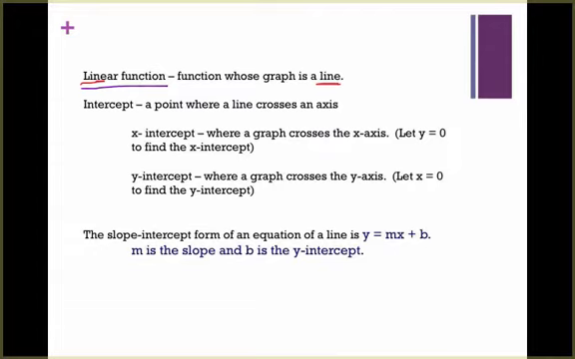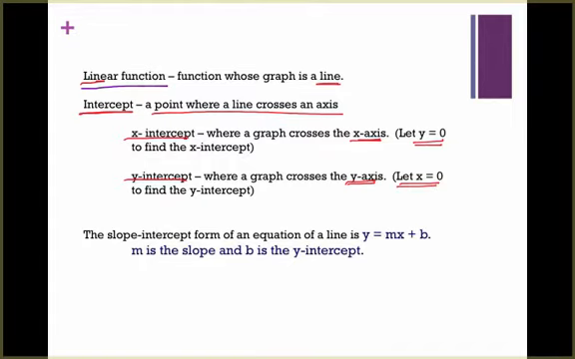Now, one of the ways that we can graph lines, and we'll talk about this later, is to look at what's known as the intercepts. And there are two different types of intercepts, but in general, an intercept is a point where a line is going to cross an axis. We call the x-intercept the point where the graph crosses the x-axis. To find that, we want to let y equal 0. And then the y-intercept is where we cross the y-axis. And to find that value, we'd want to let x be 0.